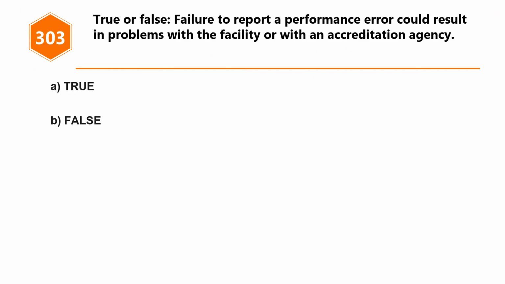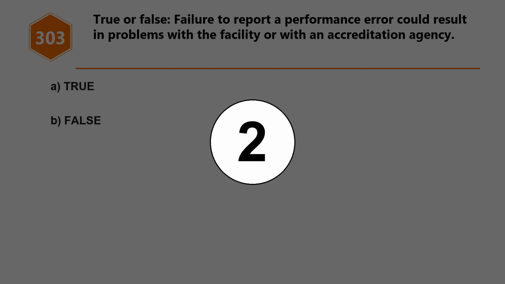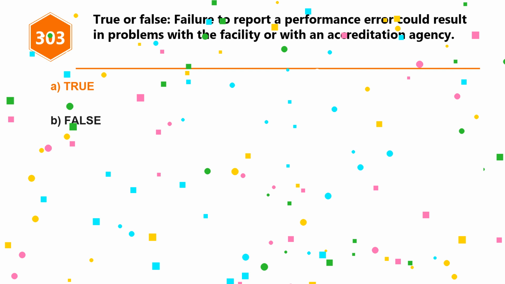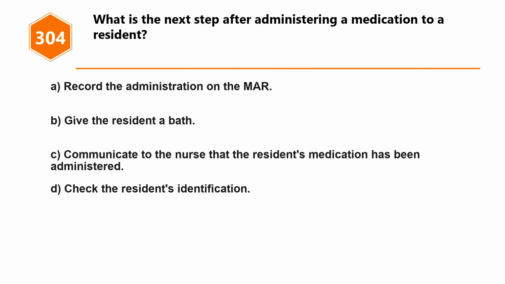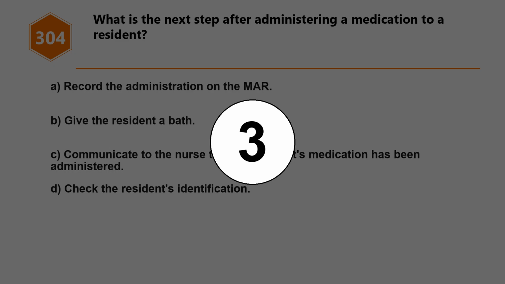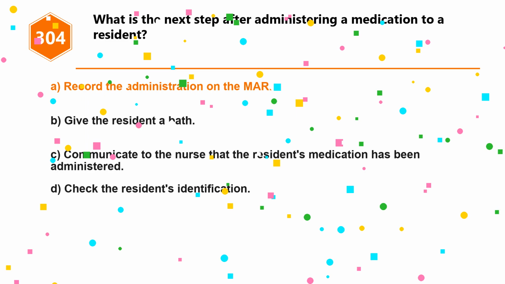Question 303. True or false, failure to report a performance error could result in problems with the facility or with an accreditation agency. Option A, true. Option B, false. The correct answer is option A, true. Question 304. What is the next step after administering a medication to a resident? Option A, record the administration on the MAR. Option B, give the resident a bath. Option C, communicate to the nurse that the resident's medication has been administered. Option D, check the resident's identification. The correct answer is option A, record the administration on the MAR.